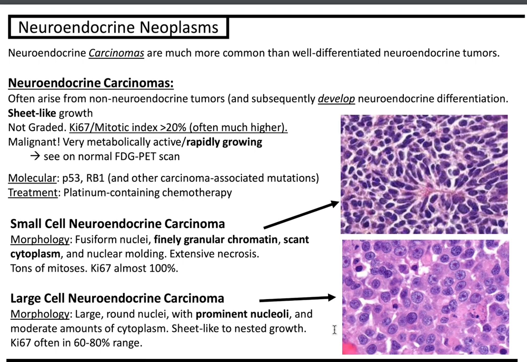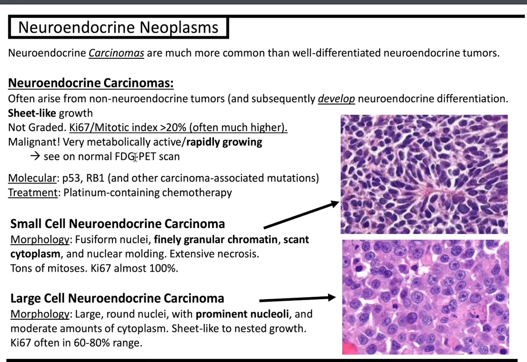Neuroendocrine neoplasms. Neuroendocrine carcinomas are much more common than well-differentiated neuroendocrine tumors. Neuroendocrine carcinomas often arise from non-neuroendocrine tumors and subsequently develop neuroendocrine differentiation. Architecturally, you'll have sheet-like growth. It is not graded. The Ki67/mitotic index is greater than 20% and oftentimes much higher. It's malignant and very metabolically active and rapidly growing.